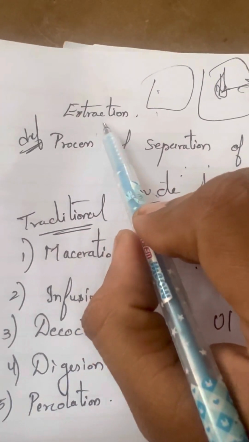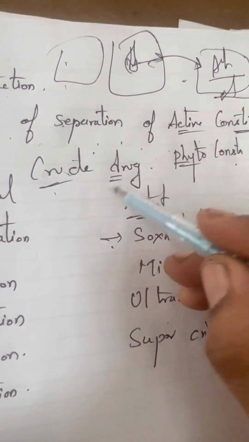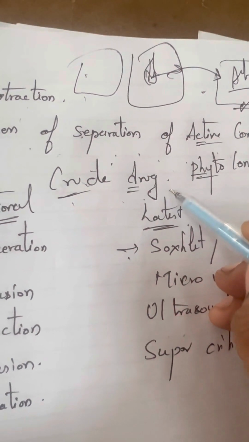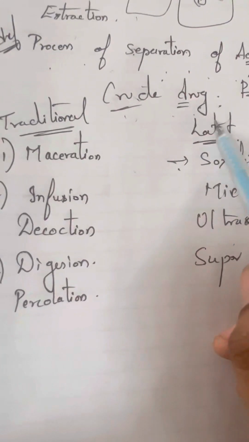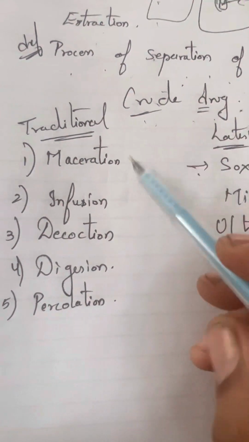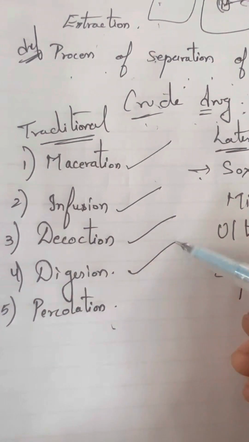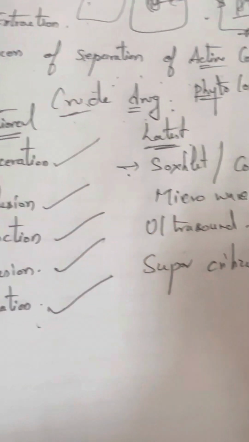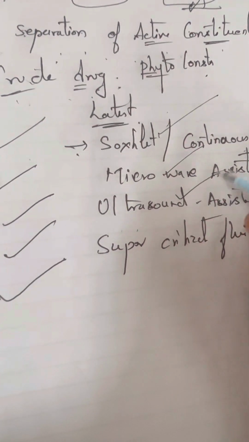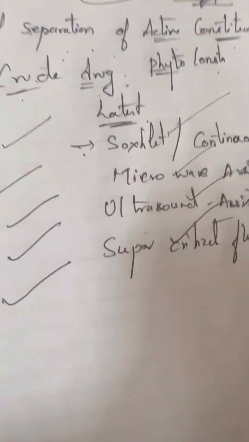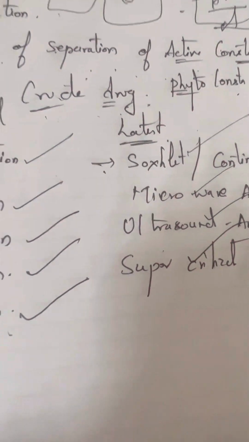So again, coming to the definition, extraction is a process of separation of active constituents from crude drug having medicinal property. We have traditional techniques and latest techniques. The traditional techniques are maceration, infusion, decoction, digestion and percolation. The latest techniques are Soxhlet, microwave assisted extraction, ultrasound assisted extraction, and supercritical fluid extraction. These are some of the extraction techniques.